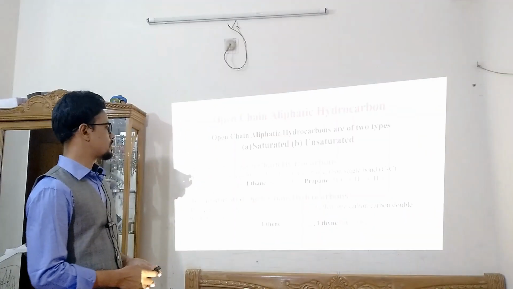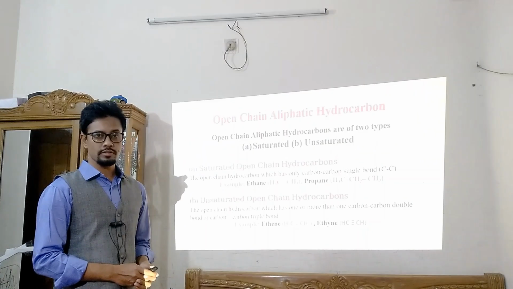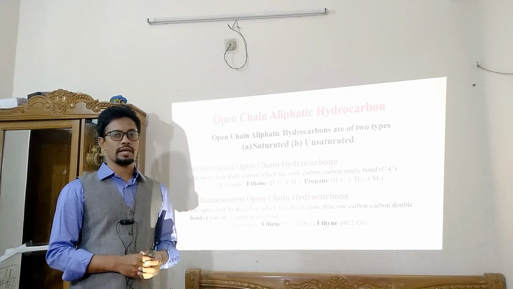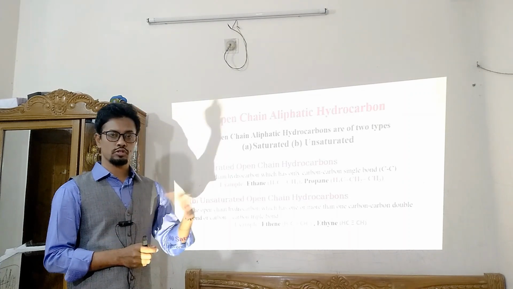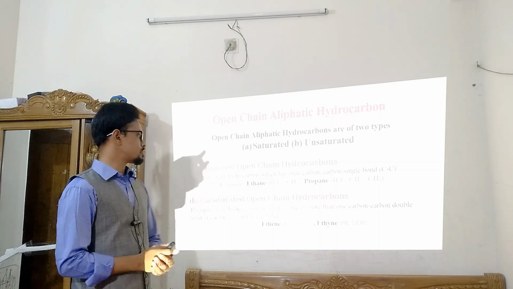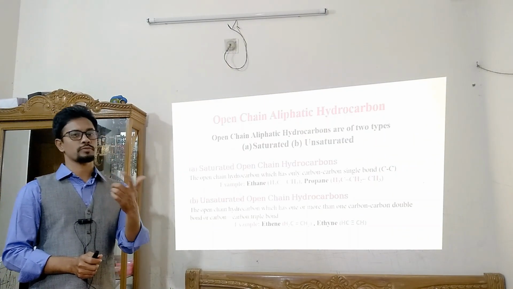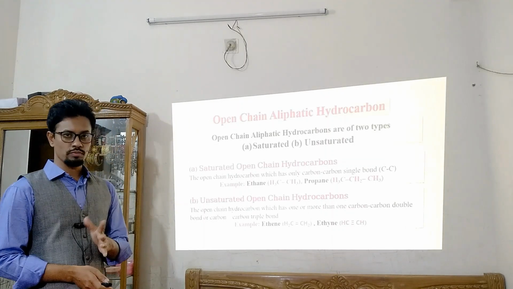So here we state that open chain aliphatic hydrocarbons are of two types: saturated and unsaturated. In saturated, the carbon chains remain with carbon-carbon single bonds, not carbon-carbon double bonds or triple bonds. But in unsaturated open chain hydrocarbons, there are carbon-carbon double bonds or carbon-carbon triple bonds, and there may be one or more than one. I think you may understand that.